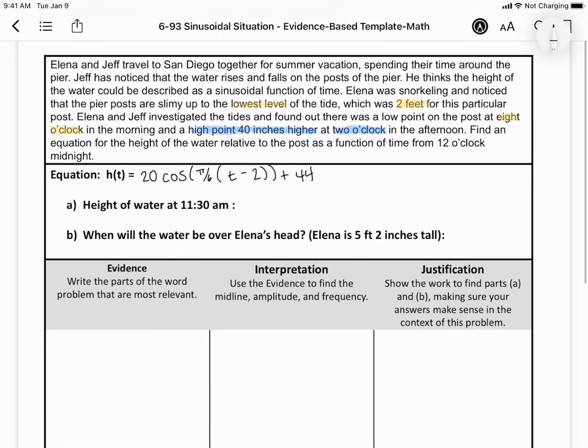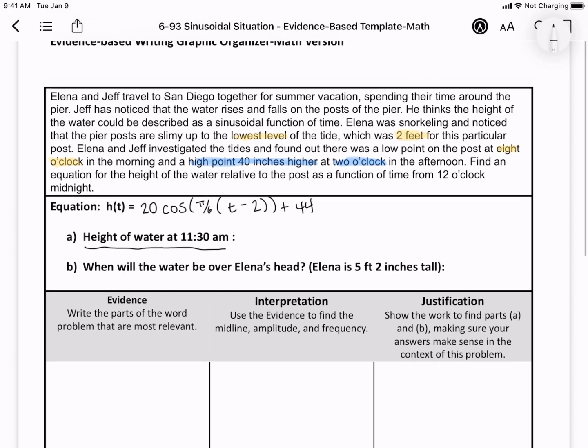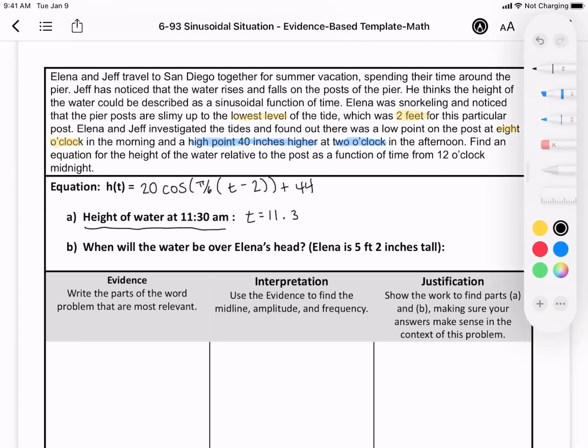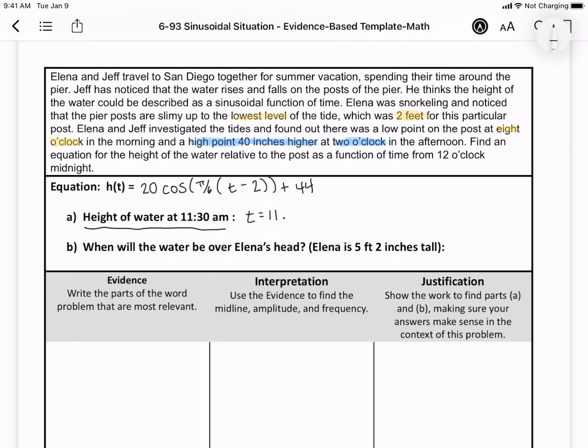And what I want you to try is to answer these questions. So think about what is the height of the water at a certain time. So 11:30 is a time. And so that means we would be plugging in 11:30. I'm not going to write 11.3. That doesn't make sense. 30 is half of an hour. So instead of 11.3, since 30 minutes is half an hour, that means t is 11.5.